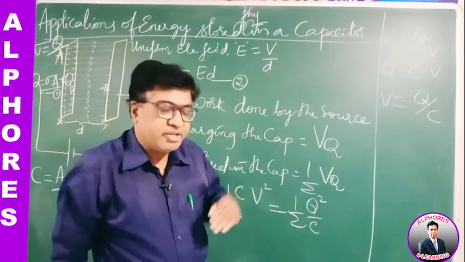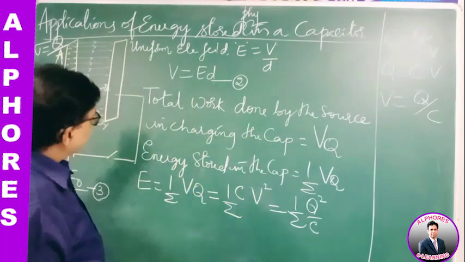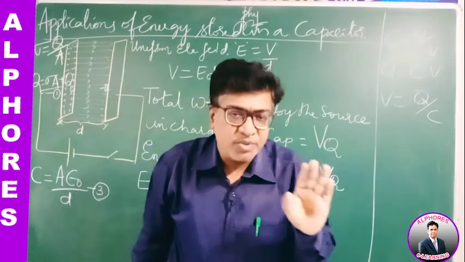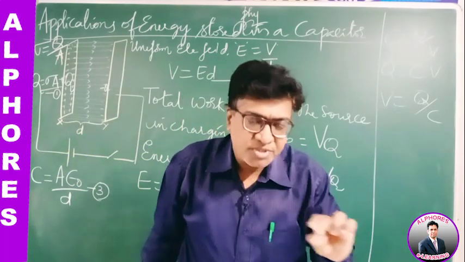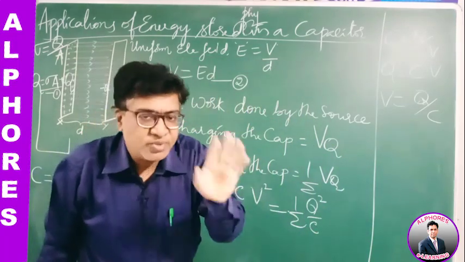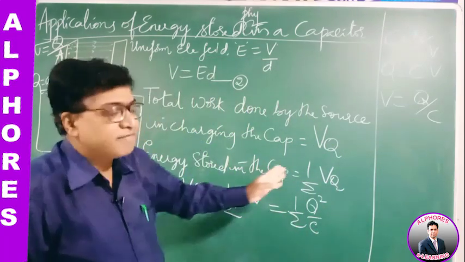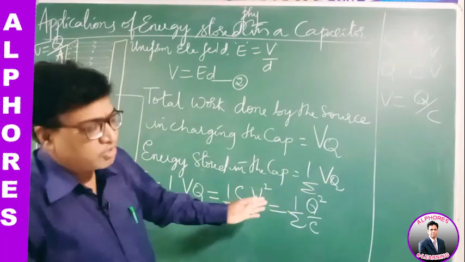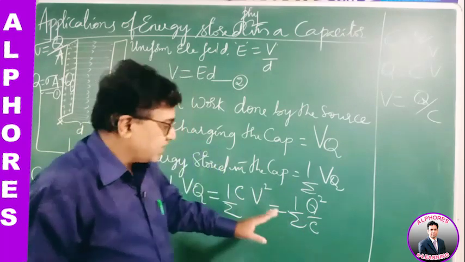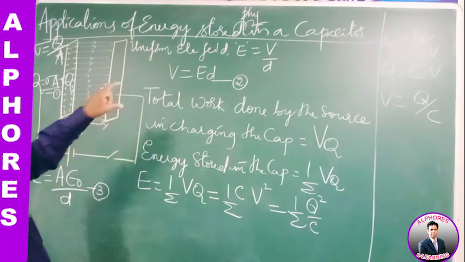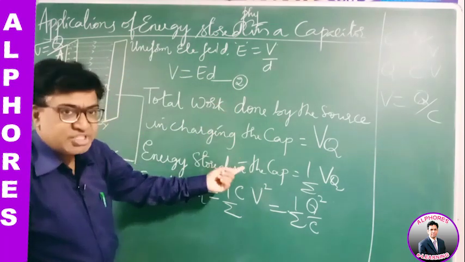Total work done is VQ, and the energy that is stored in it. Please remember, all the work done by the battery is not stored in the capacitor. During the process of charging, some energy is lost in the form of heat. So the energy stored is only half of this. It is half VQ. That can be written as half CV squared or Q squared by 2C. So this way the energy is stored. Next, the capacity, the potential, electric field, energy.